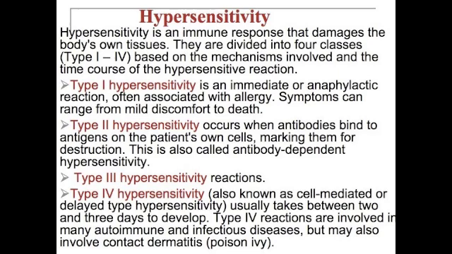Type 3 hypersensitivity involves reactions. And type 4 hypersensitivity, also known as cell-mediated or delayed type hypersensitivity, usually takes between 2 and 3 days to develop. Type 4 reactions are involved in many autoimmune and infectious diseases, but may also involve contact dermatitis, for example, poison ivy.